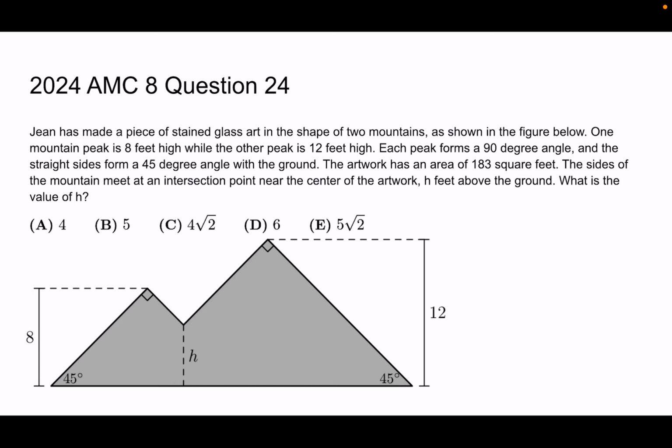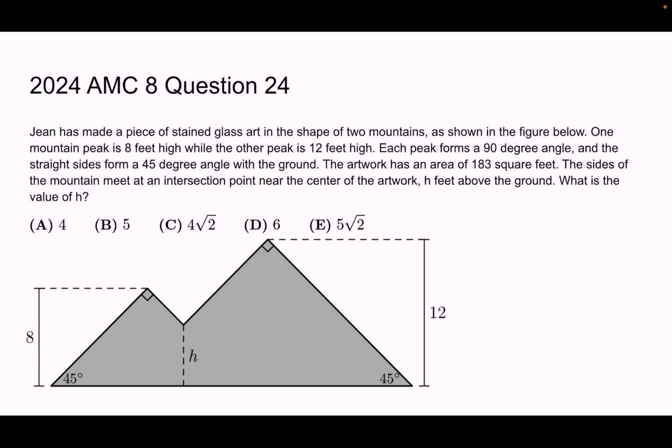24. AMC 8. Question 24. Jing has made a piece of stained glass art in the shape of two mountains, as shown in the figure below. One mountain peak is 8 feet high, while the other is 12 feet high. Each peak forms a 90-degree angle, and the sides of the mountains form a 45-degree angle with the ground. The artwork has an area of 183 square feet.